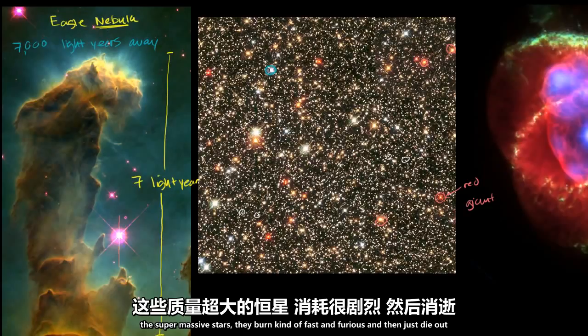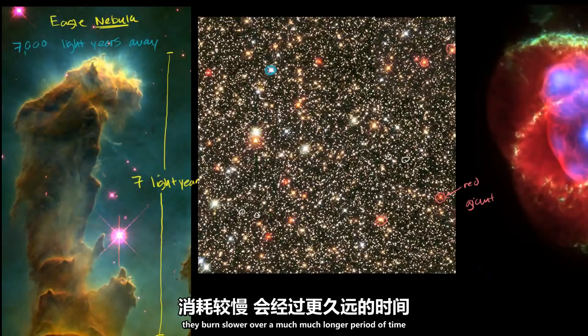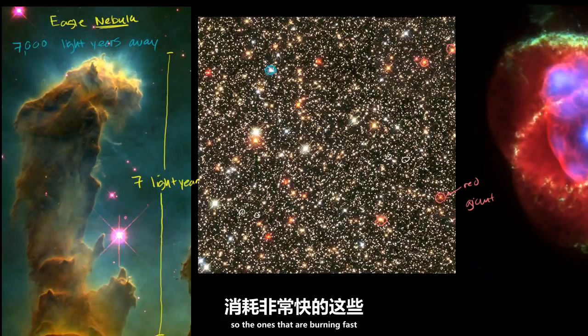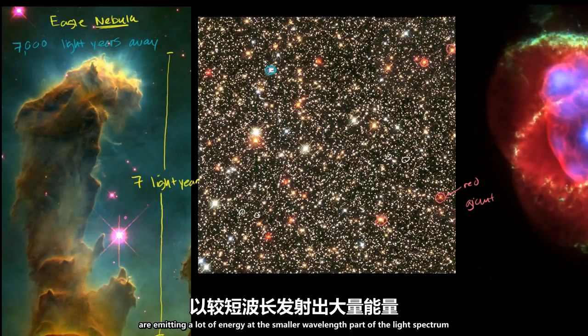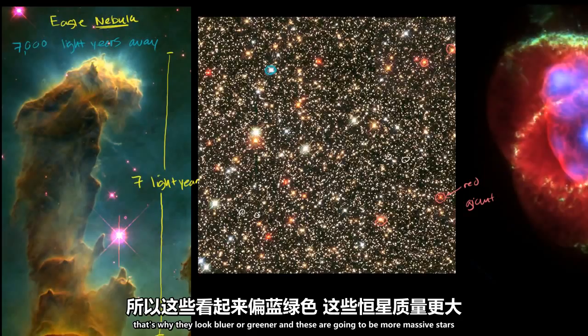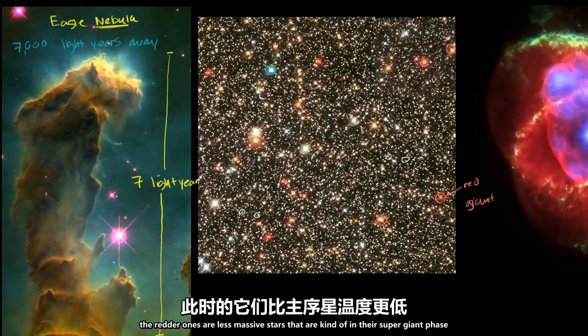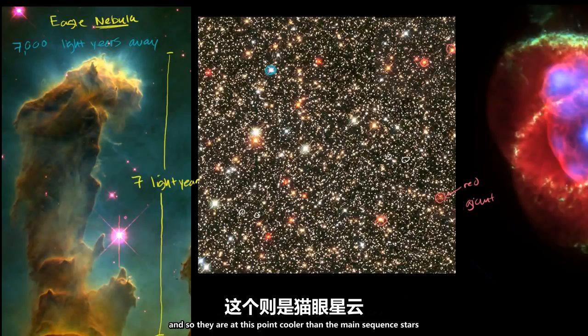And so the supermassive stars, they burn kind of fast and furious and then just die out. While the smaller stars, the ones with less mass, they burn slower over a much, much, much longer period of time. So the ones that are burning really fast are emitting a lot of energy at the smaller wavelength part of the light spectrum, and that's why they look bluer or greener. And these are going to be more massive stars, the ones that look whiter or bluer or greener, while the redder ones are less massive stars that are in kind of their supergiant phase, and so they are at this point cooler than kind of the main sequence stars.